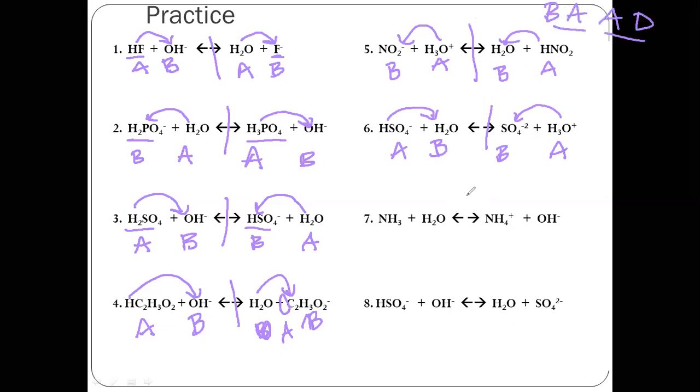On the next one, NH3 needs to turn to NH4, so it gets an H. Base, acid. NH4 needs to get back to NH3, acid, base. And then the last one, HSO4 needs to lose the H to get to SO4. Acid, base. And then SO4 needs to get an H. Acid, base. Okay.